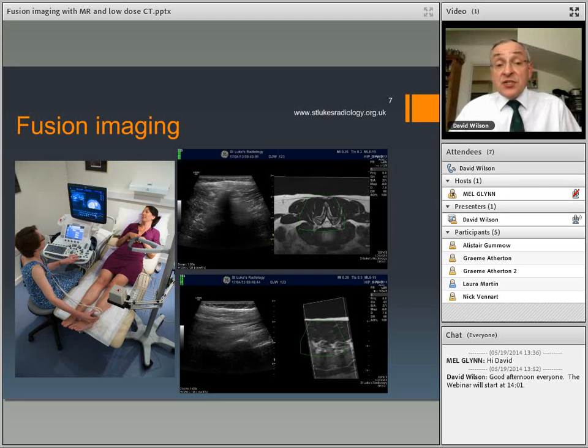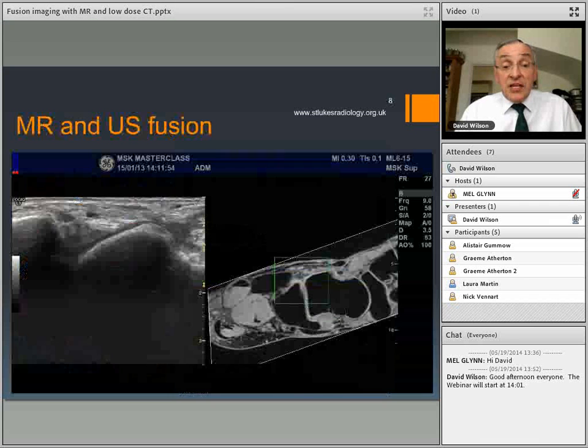Sometimes it isn't, so we need to restart, or sometimes simply just get another fusion point and click on those points. It takes now for me about 5 minutes to do that, and it's the long bit of the procedure because you've got to get everything lined up. Once you've done that, it's straightforward. As you move the ultrasound probe, the CT or the MR, and the ultrasound move in coincidence.